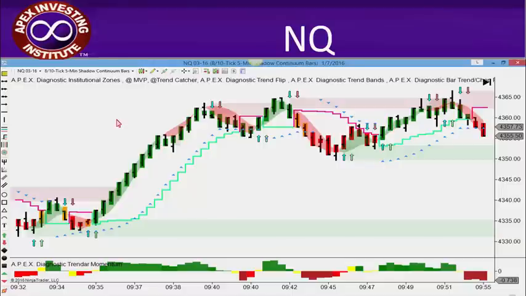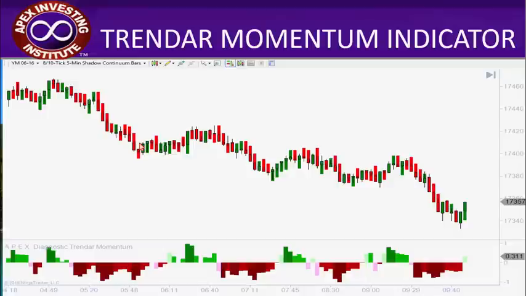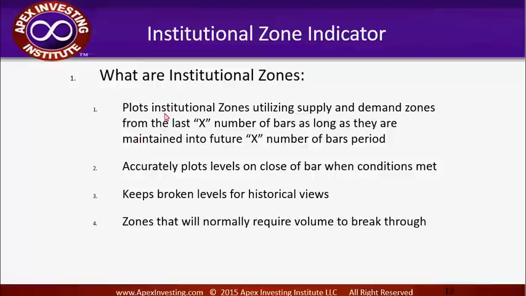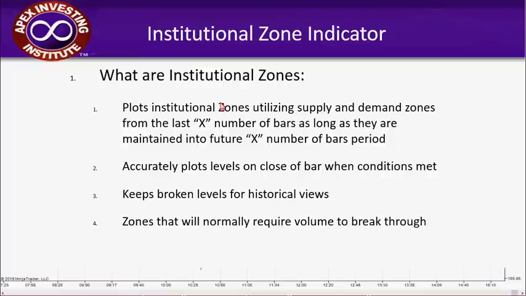James, there's a lot of info behind that. I don't have a ton of time to cover that tonight. As far as James is asking, what are these zones based on? Just to give you a quick rundown of it, and I can direct you to a video that'll give you a lot more details. Basically, all this indicator is doing is plotting those previous supply and demand zones, those high volume magnet levels where the market was pushed to, and it's based on the last X number of bars as long as they're maintained in the future. Meaning, it's not only one, it's plotting new ones as they happen, and it plots them on the close of the bar, and it keeps all the broken levels for historical views, meaning if one of those zones is hit and broken through, it'll still show you those broken ones like you see here.